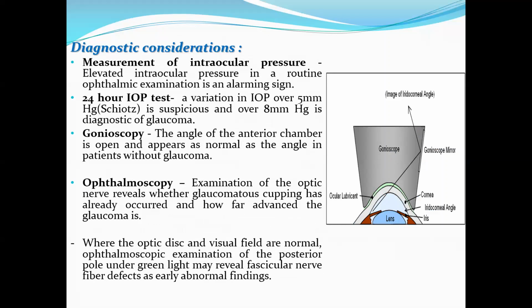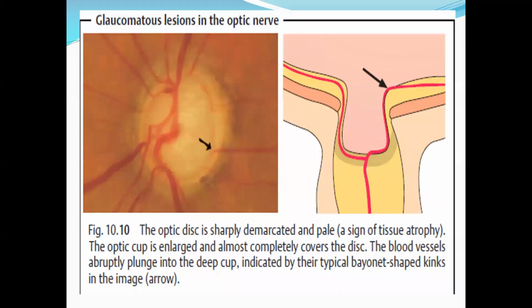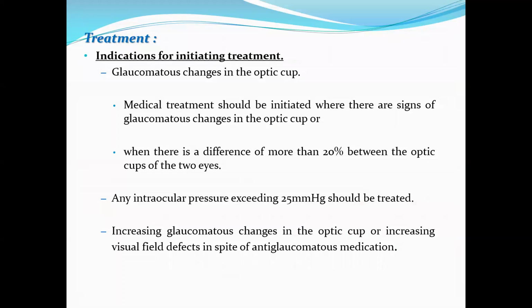Diagnostic considerations: measurement of intraocular pressure, of course, first. Next one, 24-hour intraocular pressure test, and gonioscopy, which is examination of the angle of the anterior chamber. Ophthalmoscopy shows the condition of glaucoma. You can see excavation, or cupping, of the optic nerve in glaucoma. And treatment is divided into medical treatment and surgical.